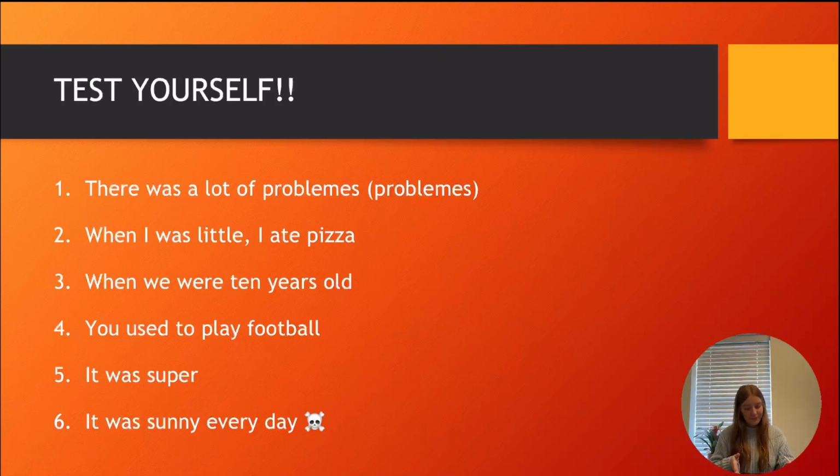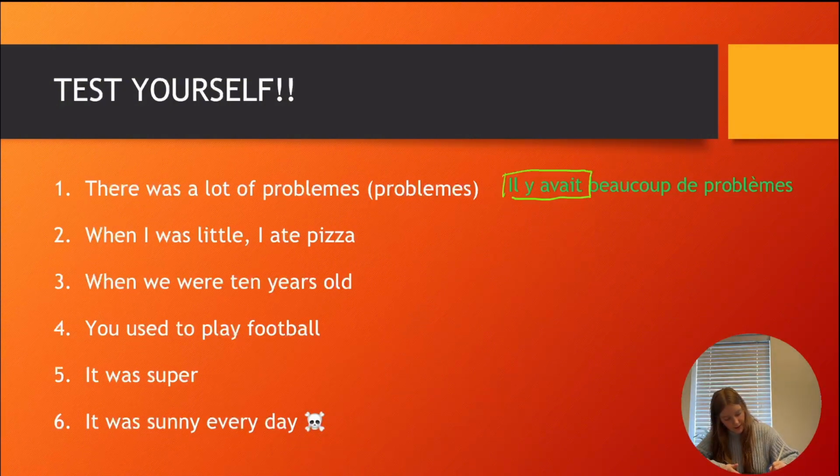Okay, so number 1, il y avait beaucoup de problèmes. So remember I said, in the past, if you want to say there is, to say there was, use il y a, and it turns into il y avait, okay? So il y avait, because we're using that AIT ending onto avoir, okay? Il y avait beaucoup de problèmes, that's all that is.